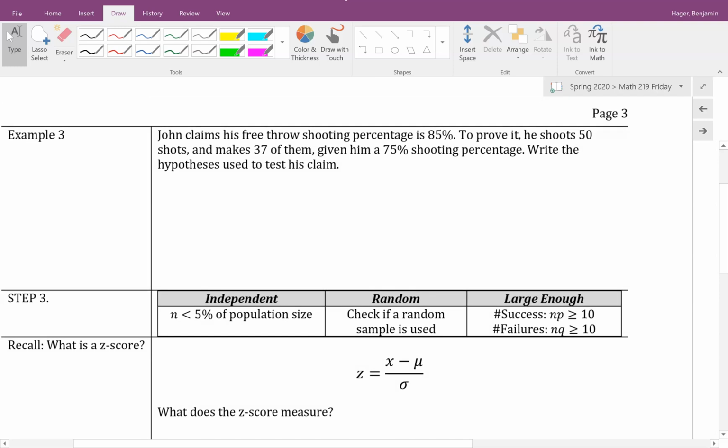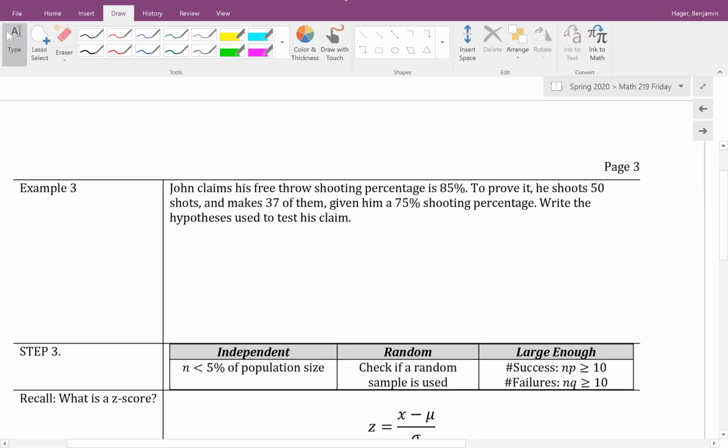Same deal. They're just having us write the hypotheses. So it says John claims that his free throw shooting percentage is 85%. To prove it, he shoots 50 shots and makes 37 of them, giving him a 75% shooting percentage. Write the hypotheses used to test his claim. All right. John claims that he makes 85% of his free throws. And he says, I'll prove it. And he takes 50 shots, but he only makes 37 of them. Now, 37 out of 50, I'm assuming, is 0.75. That's how they're getting that 75% shooting rate.